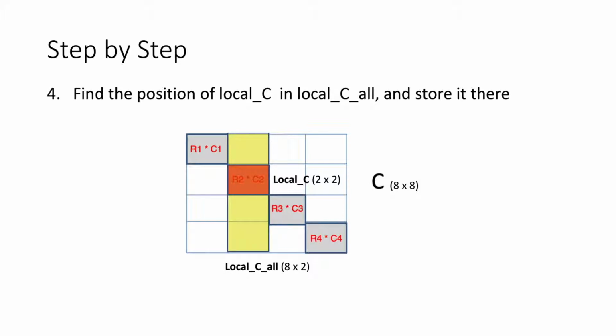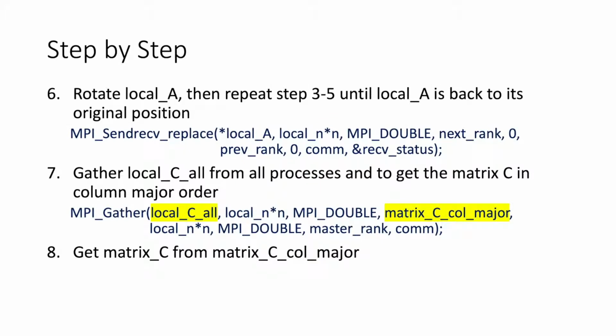And please note that in order to combine all the local C all slices to get our final result, each local C all matrix is stored in column major order format so that our next gathering step would be easier. In step 6, we rotate local A, then repeat steps 3 through 5 until local A is back to its original position. And the rotation of local A is achieved using the MPI send and receive replace function, which prevents deadlock and is very simple to use.